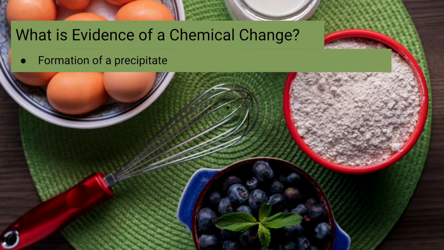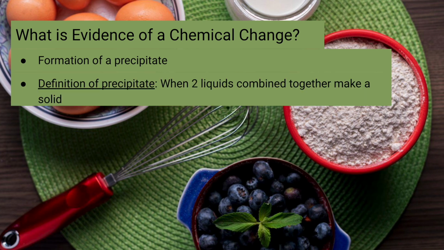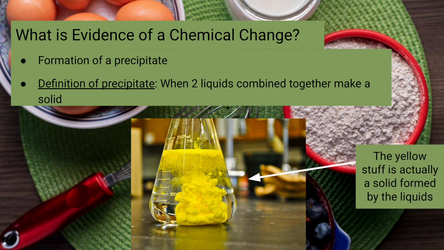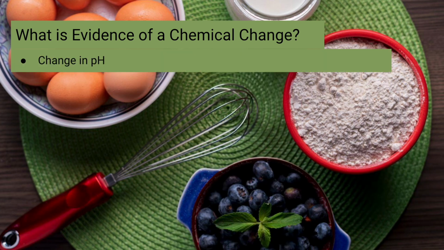The next evidence of a chemical change is formation of a precipitate. Now, what is a precipitate? Basically, it's when two liquids combine together to make a solid. Right there is an example of it because that yellow stuff that you see is actually solid formed by the liquids. The final piece of evidence of a chemical change is a change in pH.